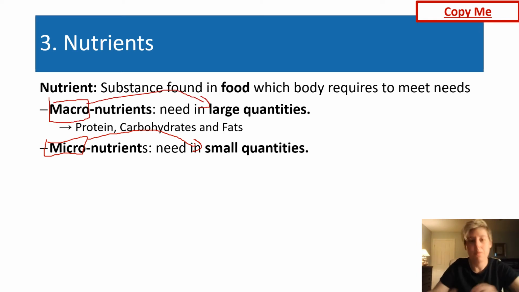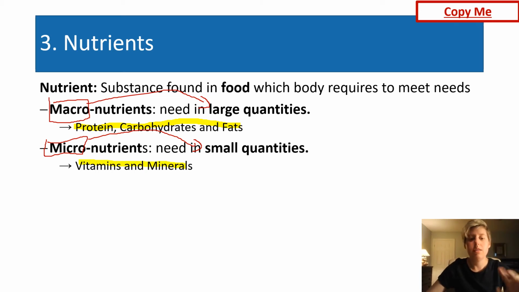So a lot of the time in science, the words give you clues to what the term means. So macronutrients, macro meaning large, are nutrients that you need in large amounts. Micronutrients, micro meaning small, are nutrients that you need in small amounts. So for macronutrients, as we basically said, it's our proteins, our carbs, and our fats. For micronutrients, it's vitamins and minerals.